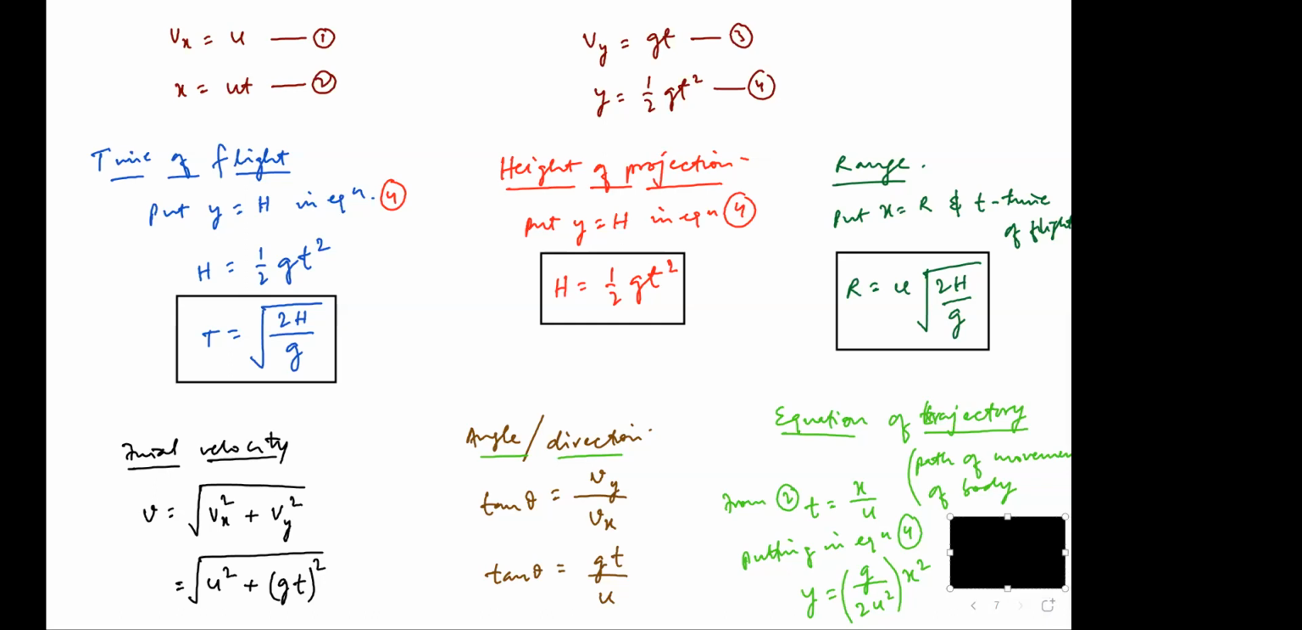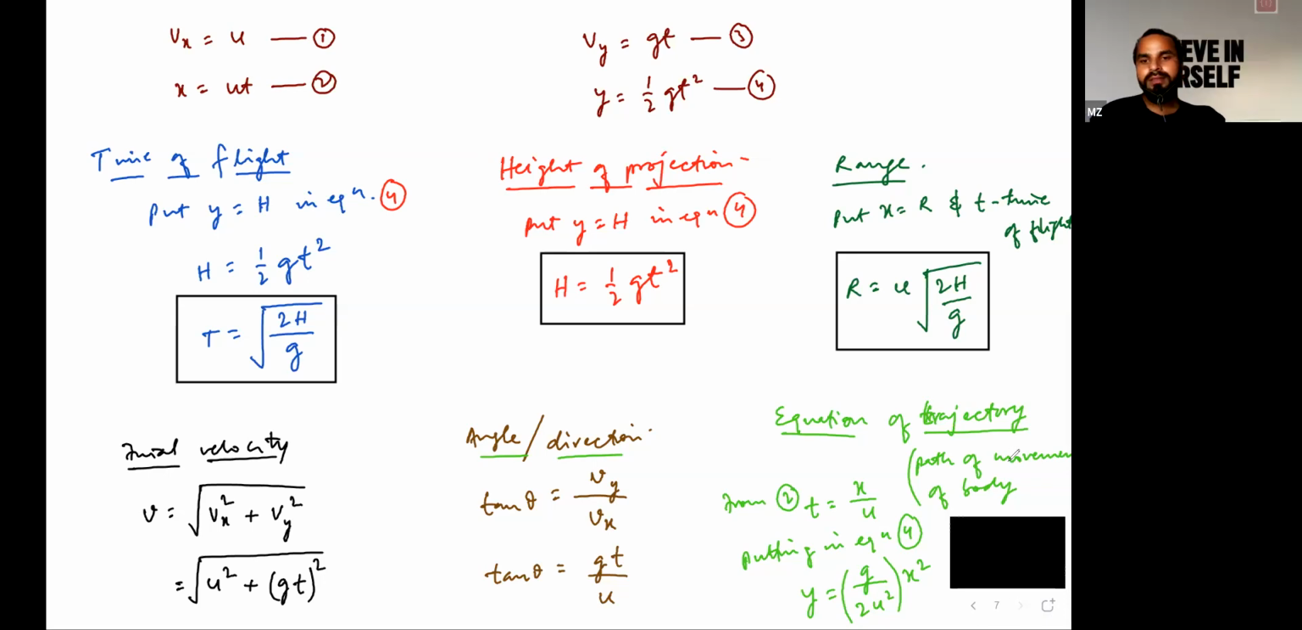Sir, it will be asked to show that the trajectory of a projectile is parabolic. So you will say, since y is directly proportional to x square, hence it is parabolic in nature. Khalid, any doubt? No, sir.